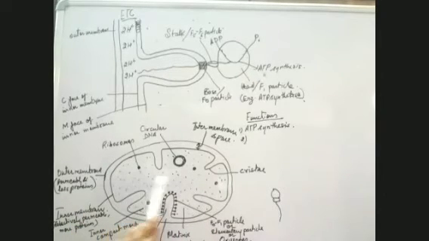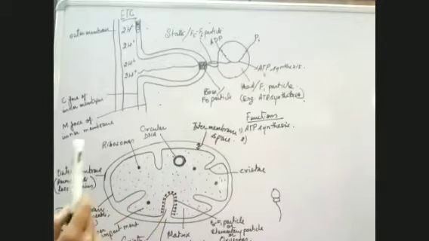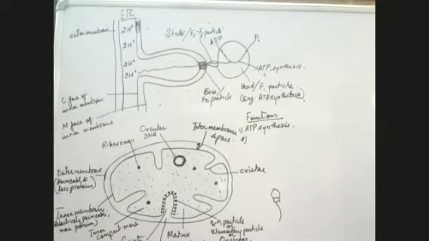Now, this ground substance of mitochondria is known as matrix. These are ribosomes which are present in mitochondria, and this is the circular DNA of mitochondria. Because of the presence of ribosomes and circular DNA, the mitochondria is also known as semi-autonomous organelle. Semi-autonomous organelle because it has its own ribosomes and it has its own DNA.